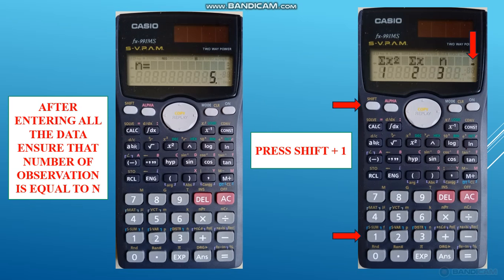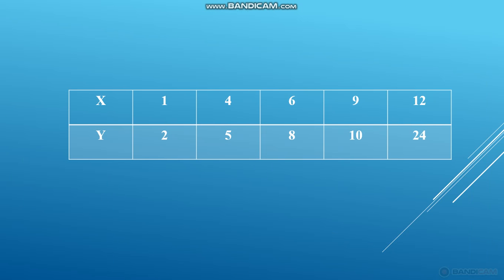Similarly, you want to enter x2 y2, that is 4 comma 5, M plus. Similarly, you enter the third data, that is 6 comma 8, M plus. Similarly, the fourth data 9 comma 10, M plus. And similarly the fifth data, that is 12 comma 24, and then M plus.